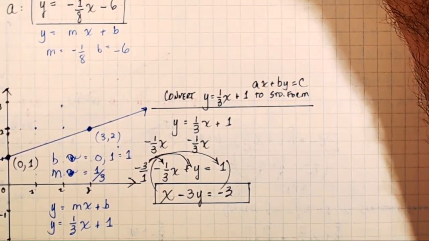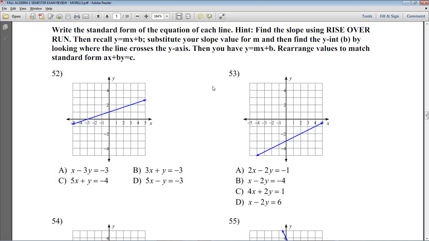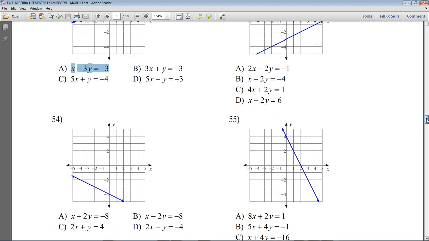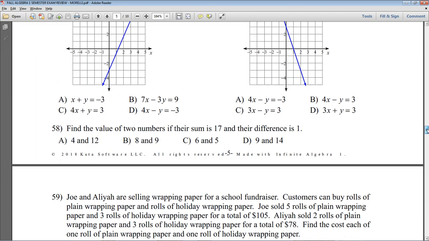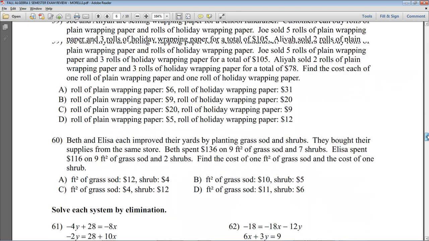Let's go back. X minus 3y equals -3 is what we're looking for in our answer choices. X minus 3y equals -3 is answer choice A. Answer choice A. Okay, so that was number 52, answer choice A. Okay, do that.